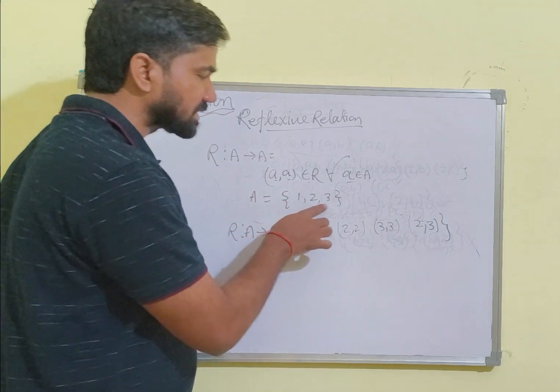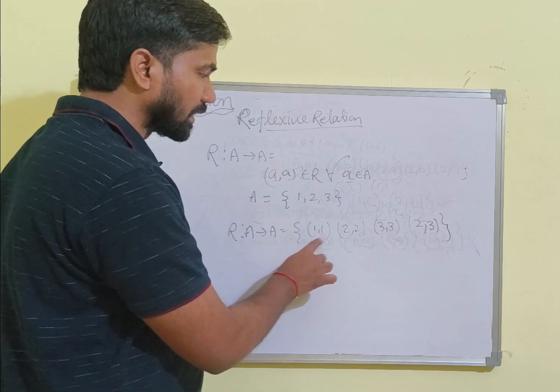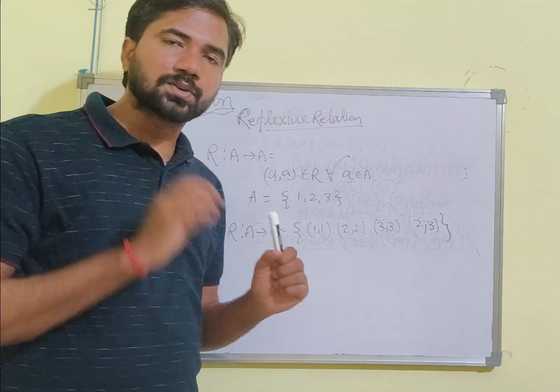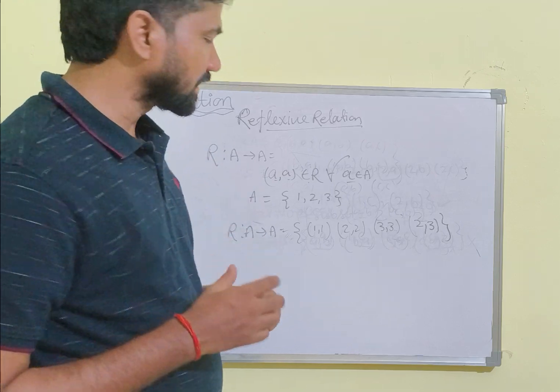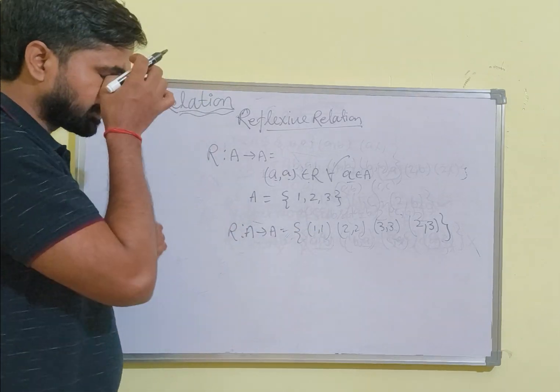So here how many elements? 3 elements: 1, 2, 3. So (1, 1), (2, 2), (3, 3), all are related to itself. So we can say this is the reflexive relation.